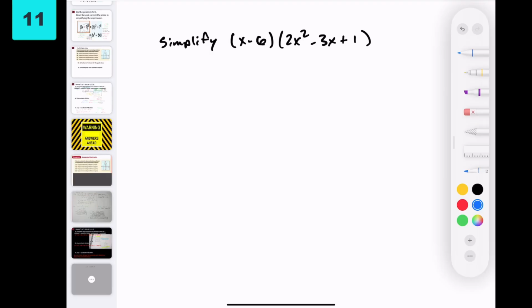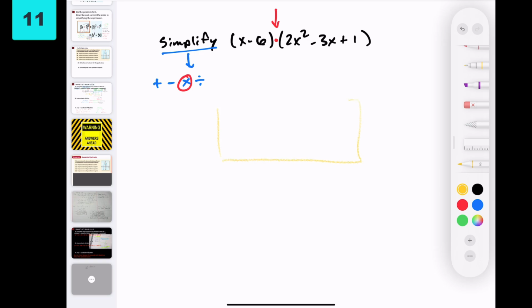Alright, this problem tells you to simplify. Simplify means the basic math operations: addition, subtraction, multiplication, or division. So how do you know which one it is? You're just going to look in between them, and there's just a dot. So in this case, that'll just be multiplication. And for multiplication, we've been using a rectangle.